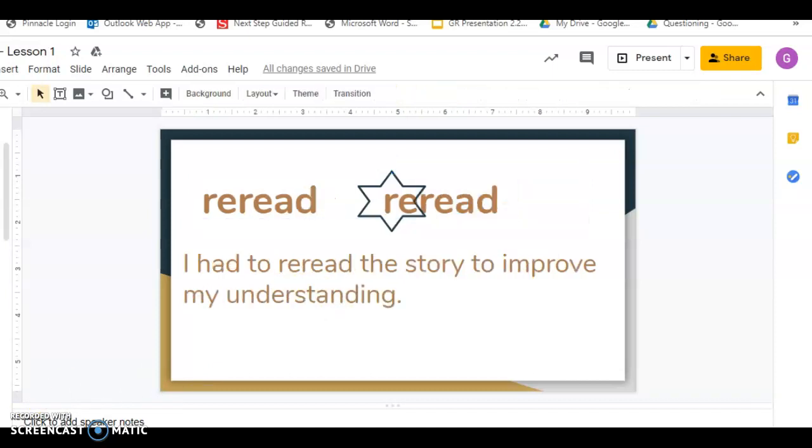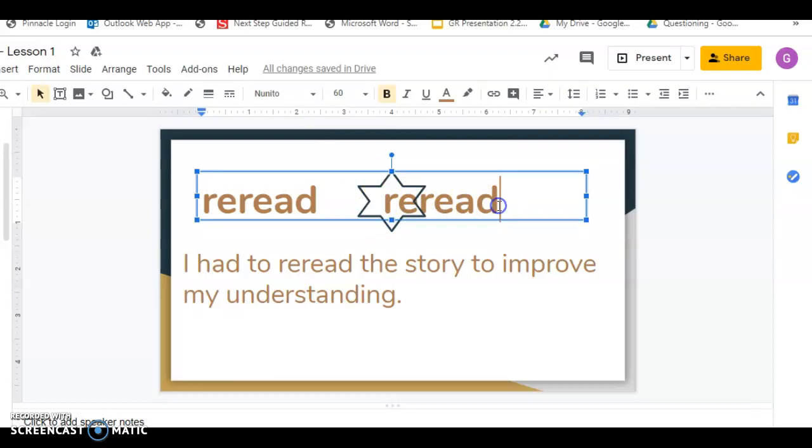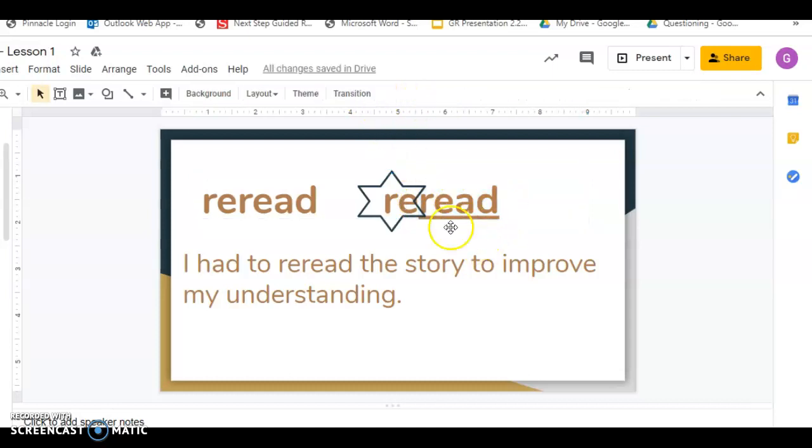Let's try another one. First step is to find the prefix, which we know comes at the beginning, and circle it, re. Next step is to underline the rest of the word, not the whole word, the rest of the word after the prefix, and read it, which is read. The last step is to read the whole word, reread. I had to reread the story to improve my understanding. I had to read it again to make sure I understood what I read.